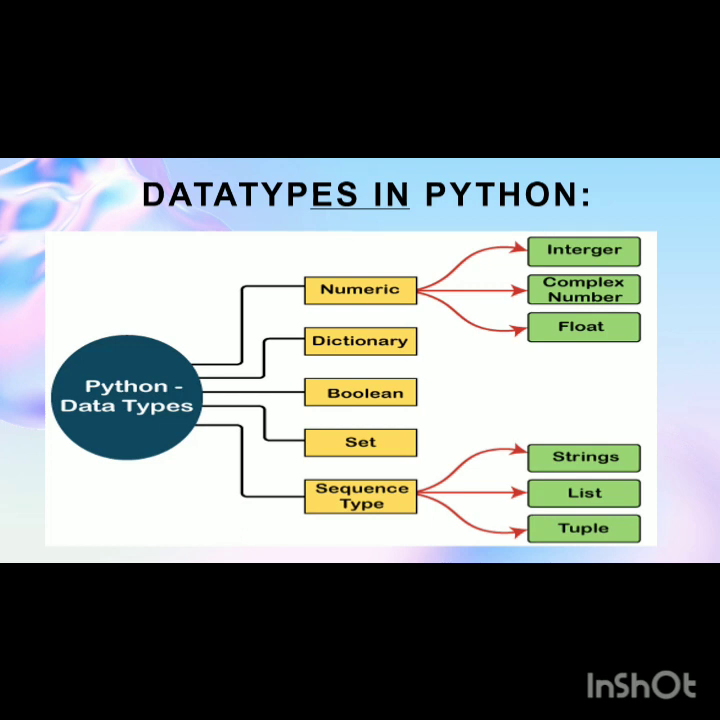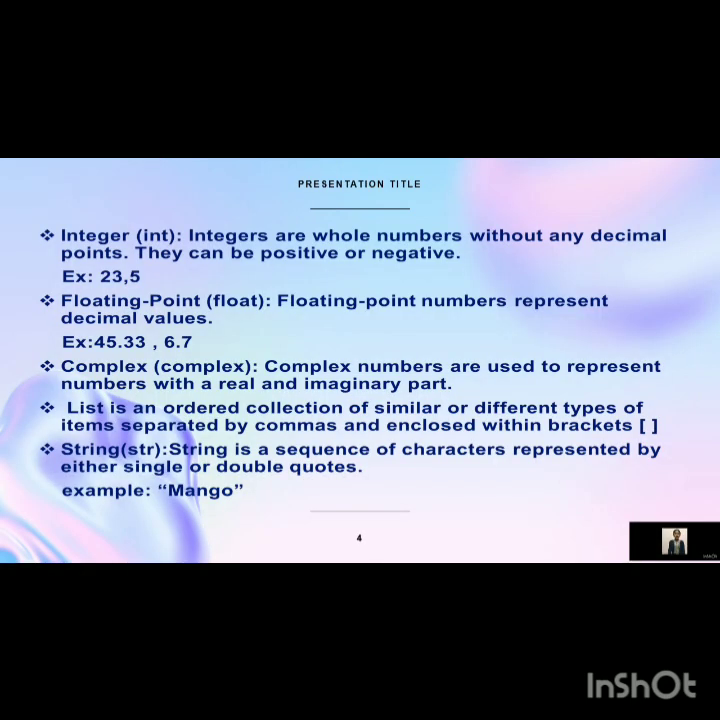So the first topic is data types in Python. In Python, the data types are divided into 5 main types. Those are numeric data type, dictionary, boolean, set, and sequence data types. Under numeric, we have 3 major data types, that is integer, complex number, and float. Sequence data types is again divided into 3, that is strings, list, and tuple. Let's see the data types one by one.